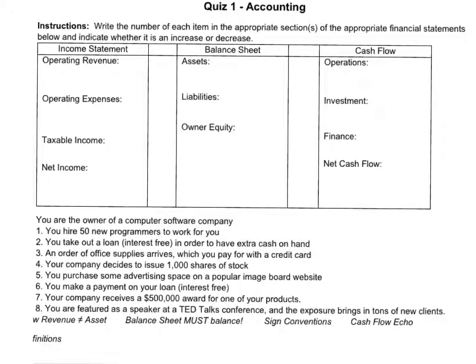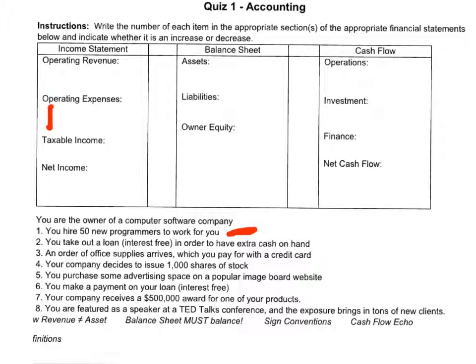Hi, I wanted to give an explanation of essential question number 1 that was given on April 16th during the spring of 2012. The way this one works is that you are the owner of a small computer software company. And the first question, which we will go ahead and do in orange, is about hiring 50 new programmers to work for you. Now remember, people aren't assets, people are expenses to you at this point.